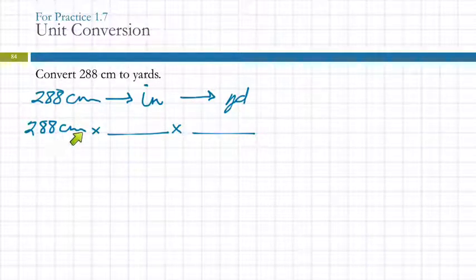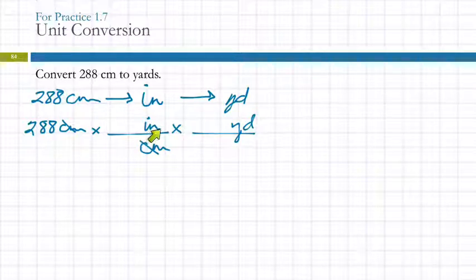Centimeters to inches to yards. So that's what goes on top here. We could do that, right? We're just copying the path down into our equation. Okay? Now, I want centimeters to go away. I don't want them at the end. So I want to divide by centimeters. So I'm going to divide by centimeters in the next fraction so that centimeters are going to cancel out.